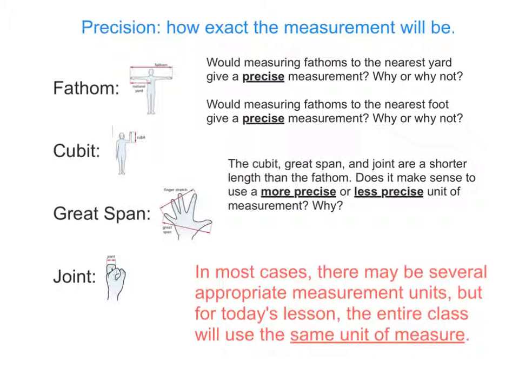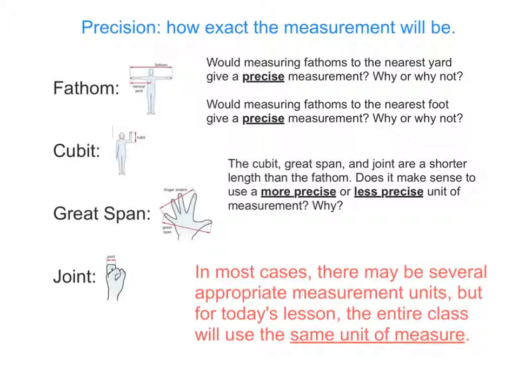After reading page 212 in your student reference book, you probably have a little bit of a better understanding about natural measures and standard units. So today we're going to be talking about how we can measure the fathom, the cubit, the great span, and joint to find the most precise or the most accurate measurement.